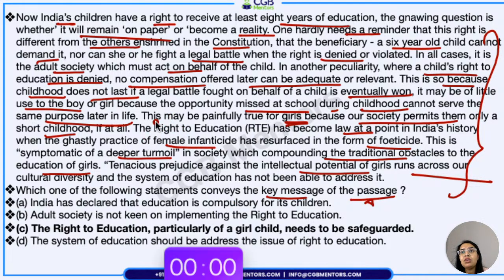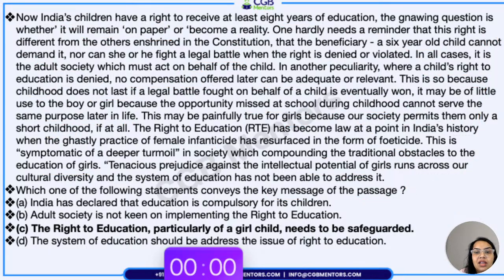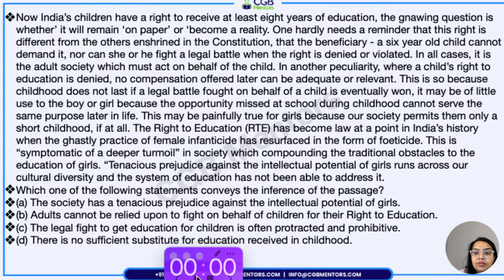It's something we need to work more upon, because if we miss it out, if it is not given, if it is violated, then the solution, even if we win, is not helpful. So the right to education, particularly for a girl child, needs to be safeguarded. We need to make sure that it is used in the right way at the right age. Okay, it was understood quite clearly from this. Same passage, second question.